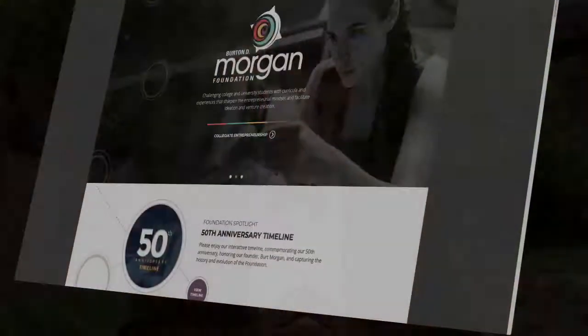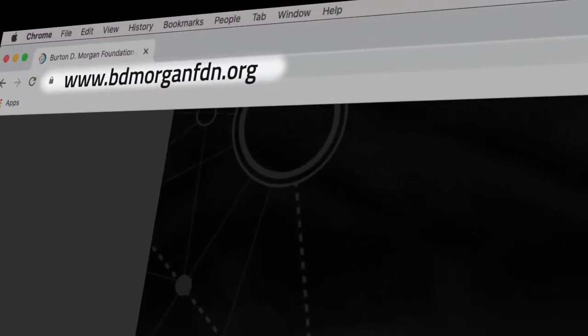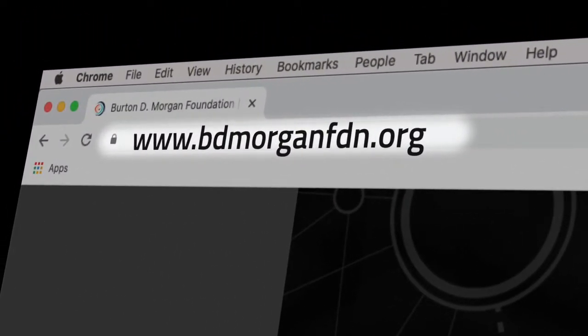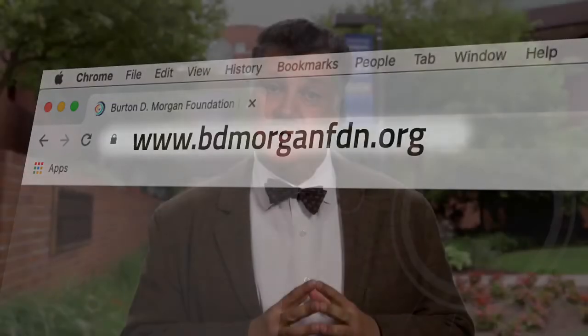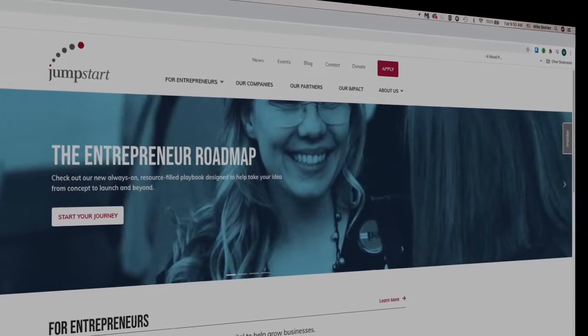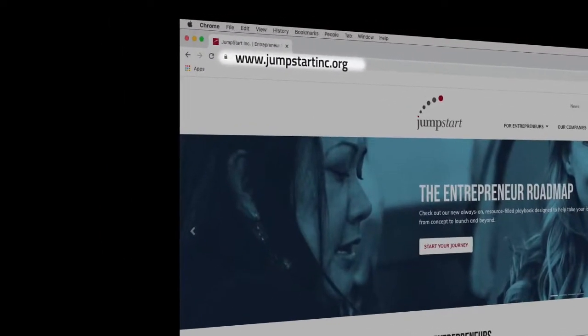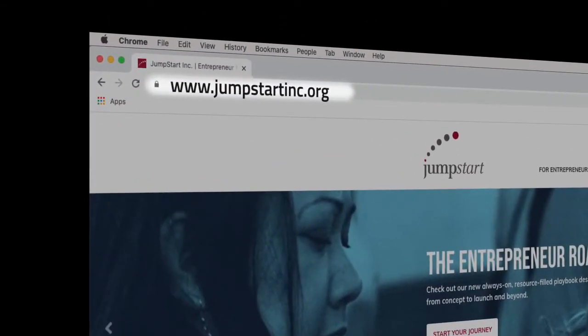What about potential funding for your invention? Well, one good place to go would be the Burton D. Morgan Foundation's website. It's www.bdmorganfdn.org. There you can find out all sorts of things about what types of funding and competitions might be available to you that you could win with funding for your invention. Another place to go for potential funding, but also just general business help, is Jumpstart. Jumpstart is available at www.jumpstartinc.org. And there you'll find lots of helpful information for new businesses.